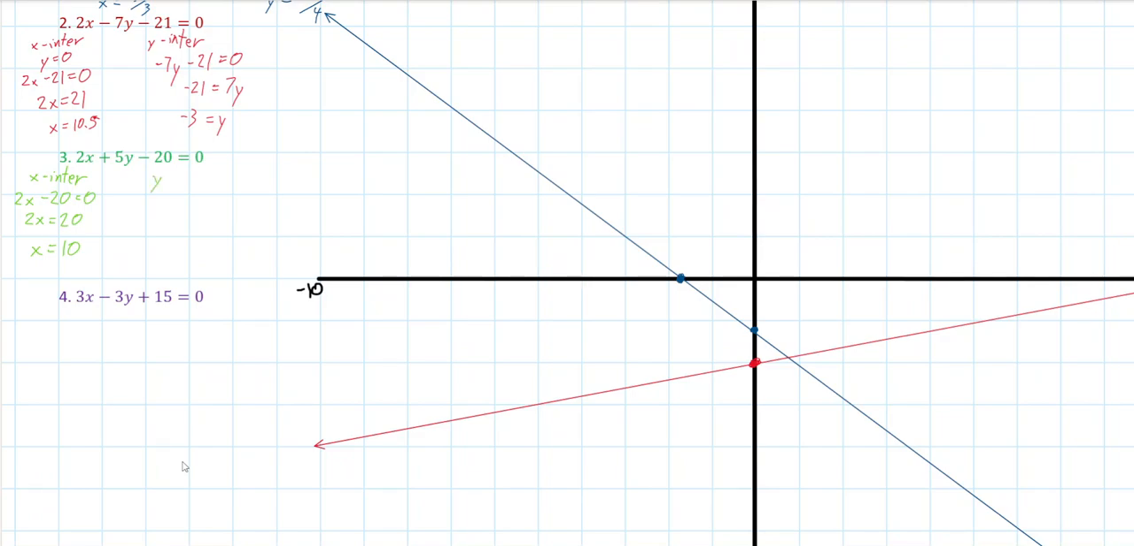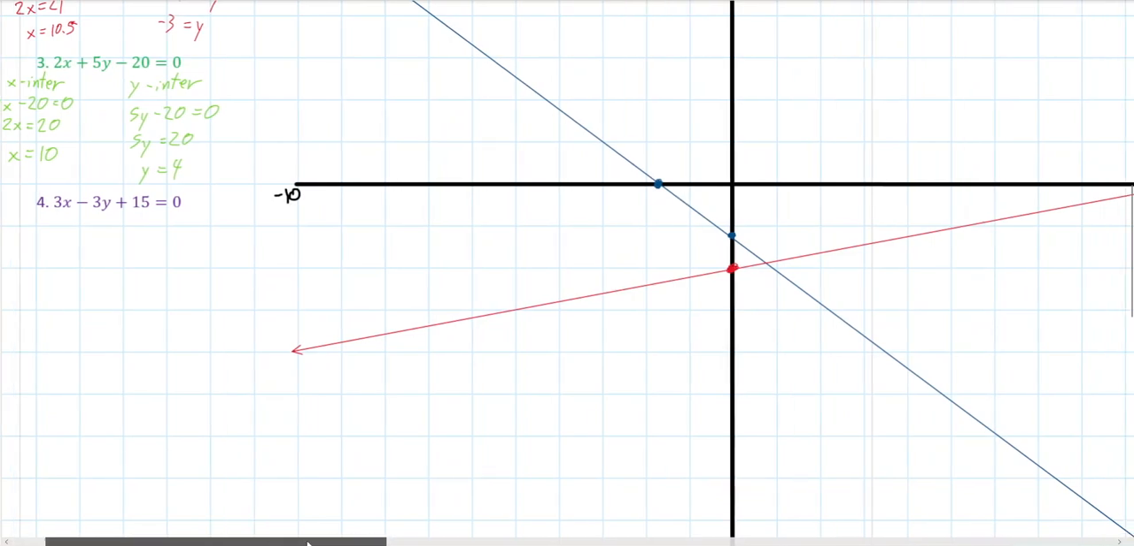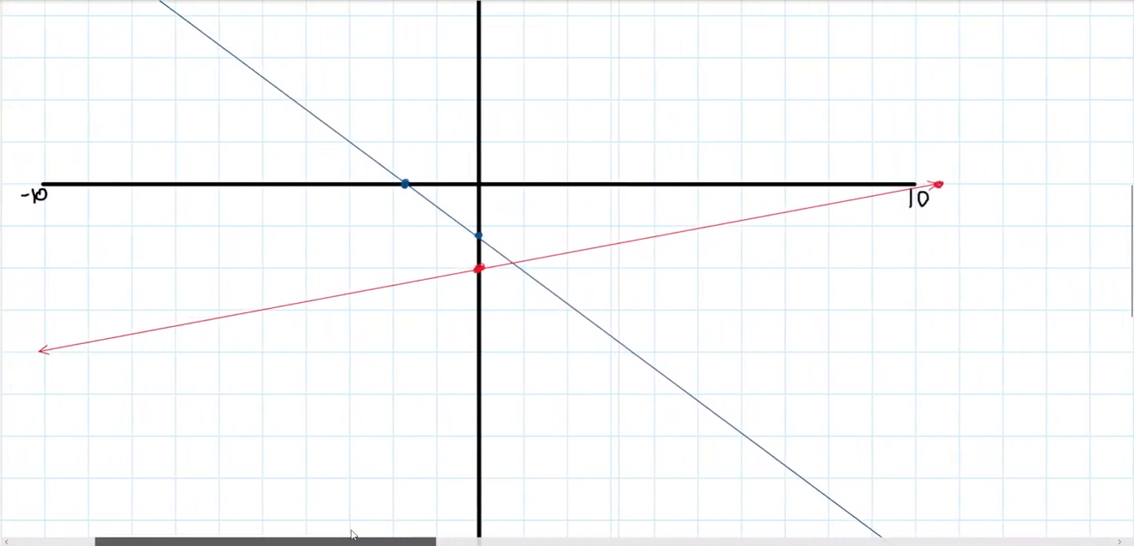Okay, now solving for the y-intercept. We can get 5y minus 20 equals 0. Then we go 5y equals positive 20. Then we go y equals 4. So we've divided by 5 at the end there. So now let's replot these points on the graph. So we get 4 here and a 10 here.